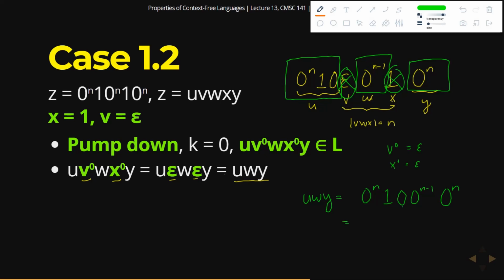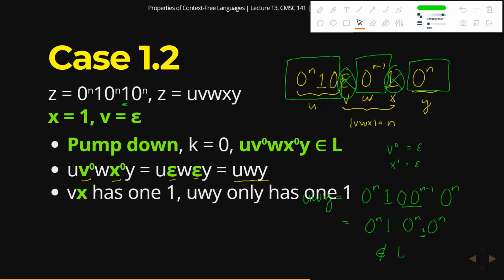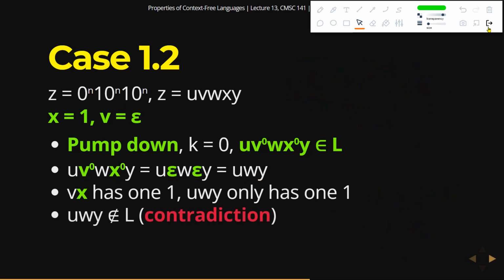So if we simplify that, if we combine these two, that would be 0^n 1 0^n 0^n. And again, this is still not part of the language because it's missing the 1 here. It should have this 1. So this is not part of the language. Okay, so it's a contradiction. Since vx already has the 1, then the remaining uwy only has 1 as well. So it's not part of the language. So it's a contradiction. Okay, so for both cases, we show that it's a contradiction.